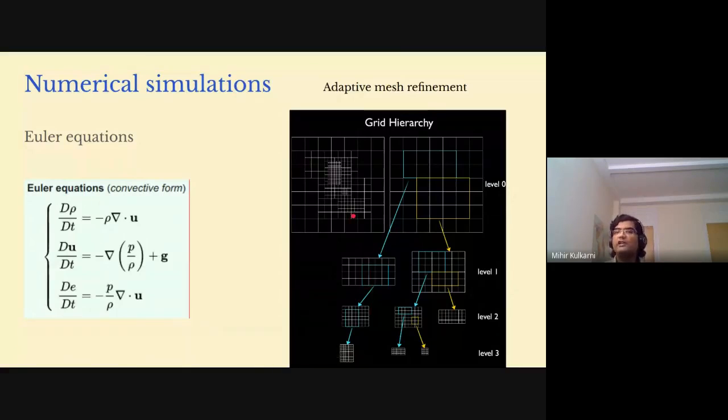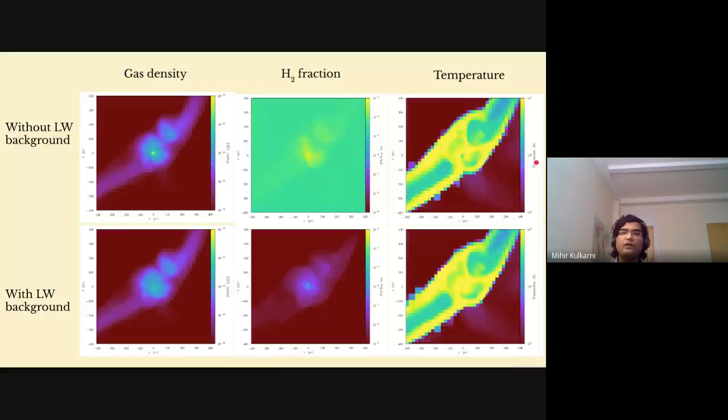One advantage of this is we can run very high resolution simulation that is focusing on star formation, while also including sufficiently large cosmological boxes to include the effects from cosmology. So with adaptive mesh refinement, we can study multiple orders of magnitude without it being too computationally expensive. And this is just to show.